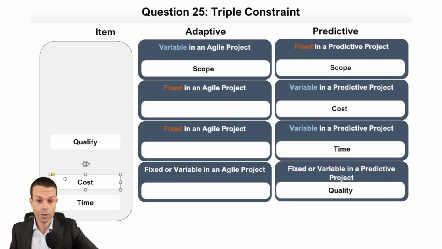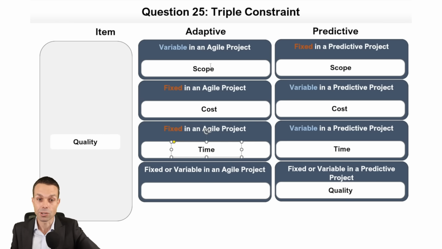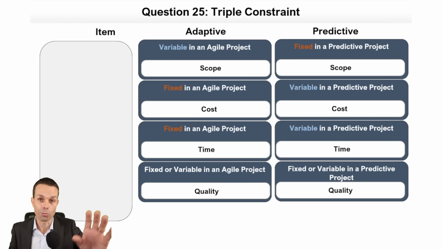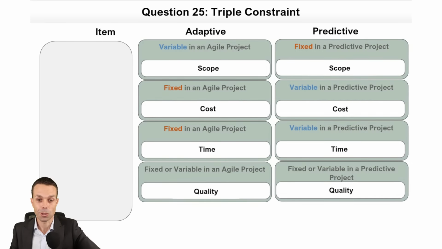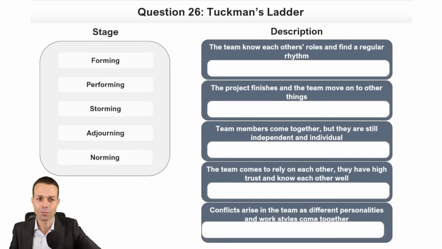So for Agile, let's have a look. Cost is fixed because we've got a fixed team, and it's a fixed team for a fixed amount of time. And here we are, our fixed amount of time, and we just deliver our scope until the time and the money run out. And quality can also be fixed or variable, but ideally in an Agile team, quality is everyone's responsibility, from requirements to design to development to ultimately to release. So let's quickly check. Here it is. Absolutely fantastic. That was quite an involved one. The triple constraint. Wonderful stuff.